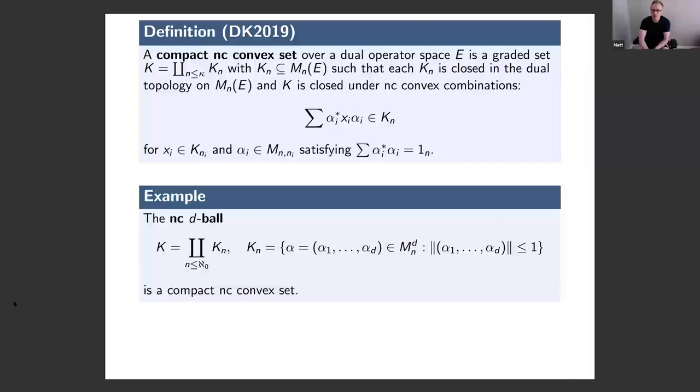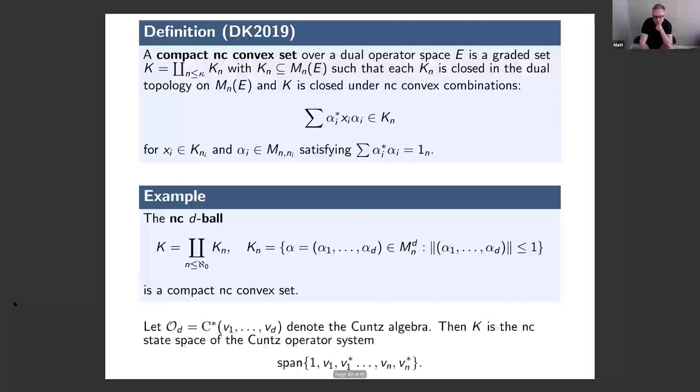Okay. So here's an example that doesn't right away come from the state space of an operator system. This is what we call the NC d-ball, and this is the natural non-commutative generalization of the unit ball. So this is the set of all d-tuples in M_n^d, with the property that the norm of the tuple considered as a row operator is less than or equal to one. Just like the complex unit ball is the set of all points in the complex plane with absolute value or modulus less than or equal to one. So this is exactly what you get if you write down the same thing, but you allow for non-commutativity.